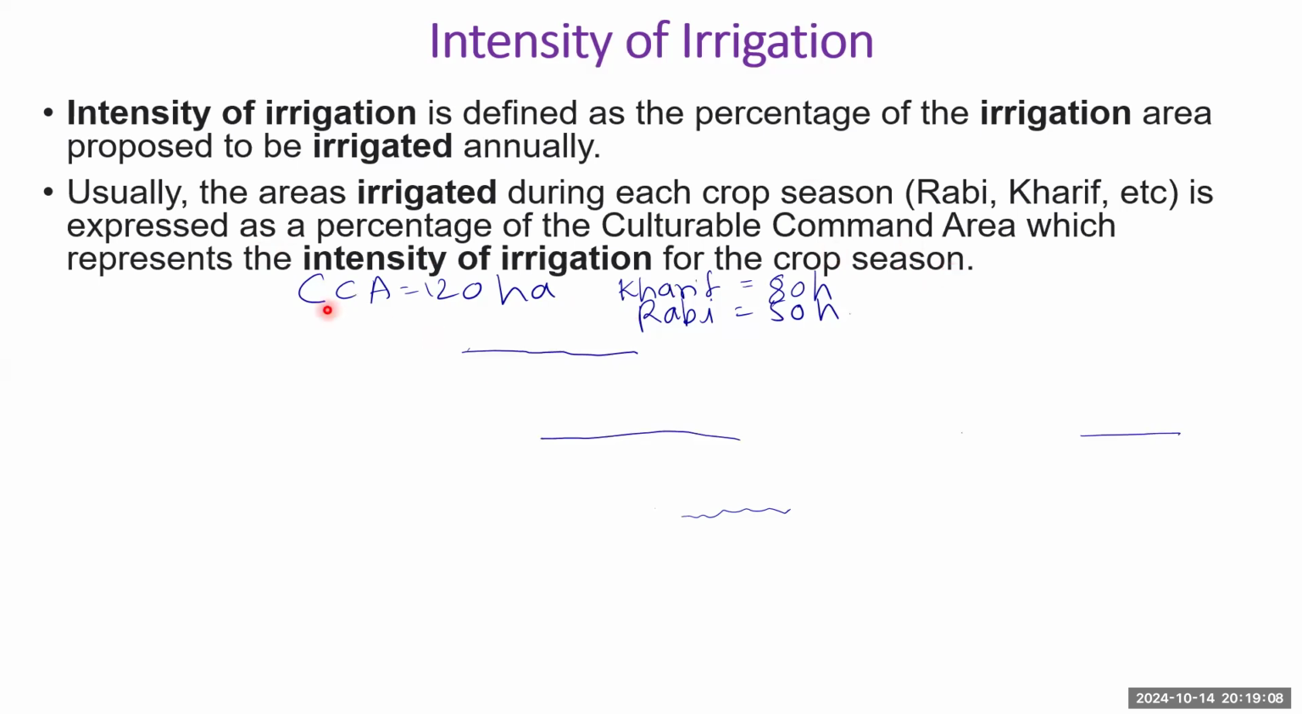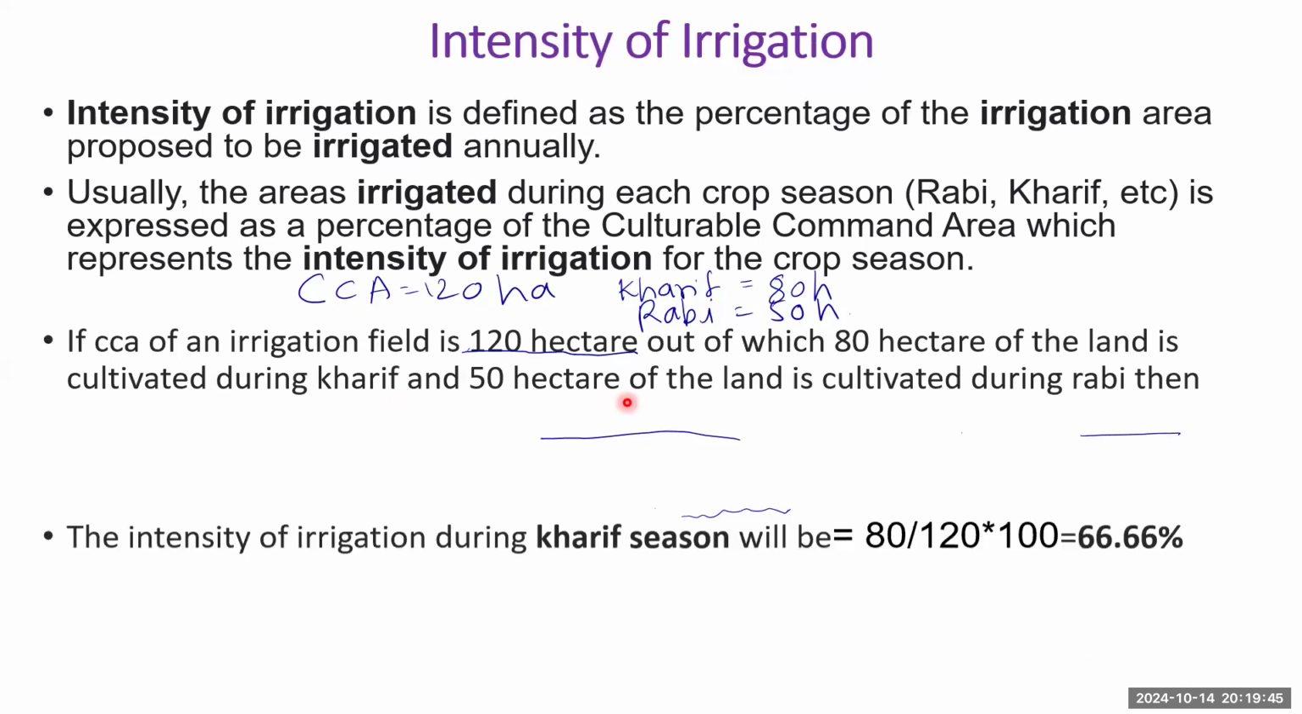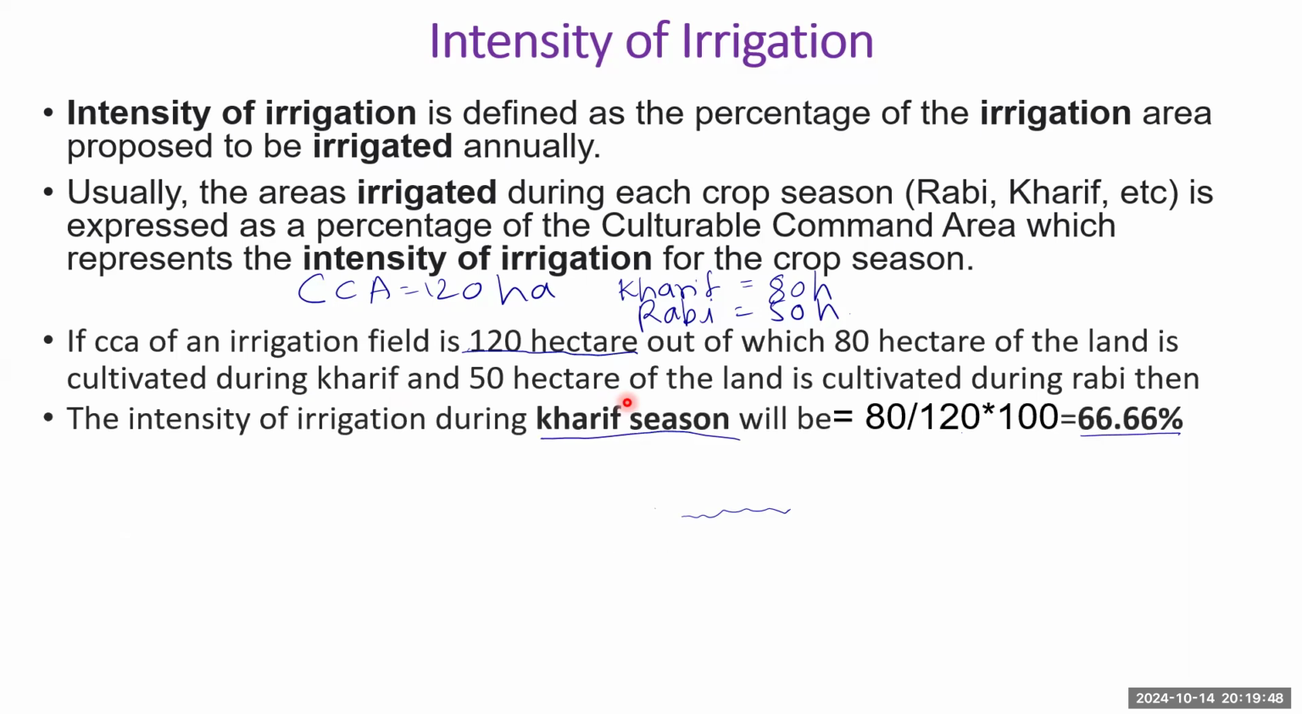Now, suppose the cultivable cultivated area is 120 hectares. And on this 120 hectares, suppose in Kharif season, 80 hectares is used for cultivation, and in Rabi season, 50 hectares is used for cultivation. Total cultivable cultivated area is 120. Out of that, 80 hectares of land is cultivated during Kharif and 50 hectares during Rabi. So in that case, the intensity of irrigation for each season can be calculated as the area irrigated in that particular season divided by cultivable command area.